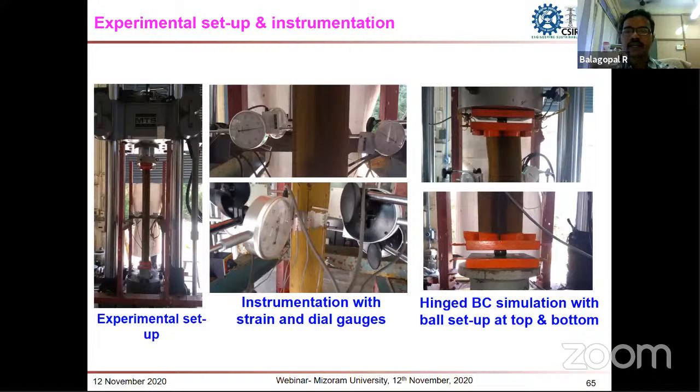And we have conducted some experimental investigation on the 60-degree angle sections. Here we have instrumented with the dial gauge. We have selected the specimens so that they are susceptible only to torsional flexural buckling. We tested them in an advanced UTM machine, and we measured the lateral deformation and also the axial deformation of the specimen. We simulated the hinged boundary condition through this ball setup arrangement.